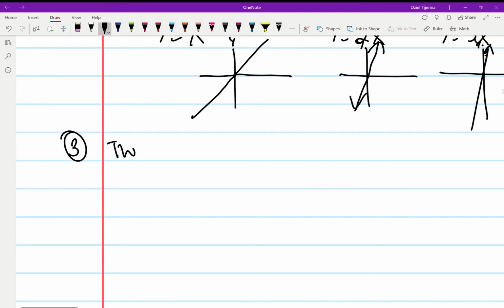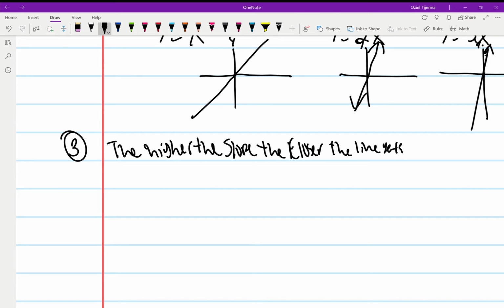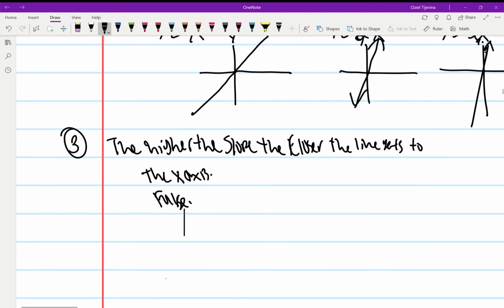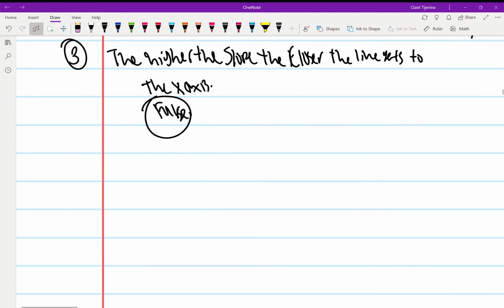So the higher the slope, the closer the graph gets to the x-axis, that's false.